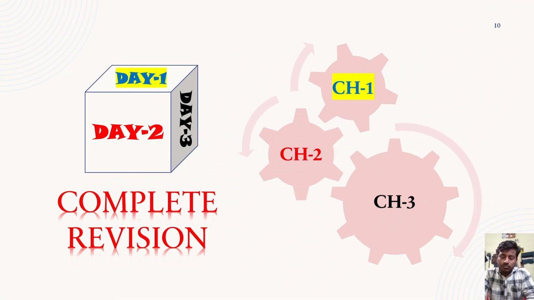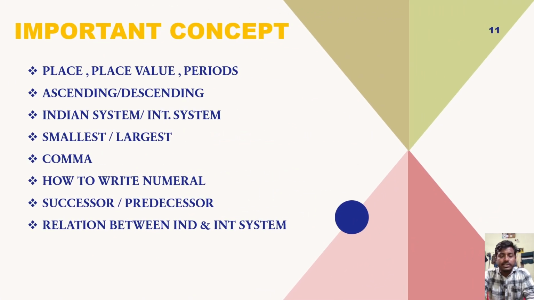Today we cover chapter 1, after that we cover chapter 2 and chapter 3. Then we start the expected mock test. Okay, and our target is to score 20 out of 20 in the PT1 exam. All the important concepts of chapter 1 are: first is place value, place and the period, both in the Indian and the international system.